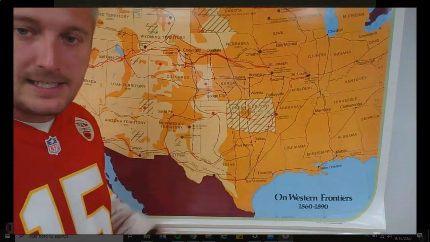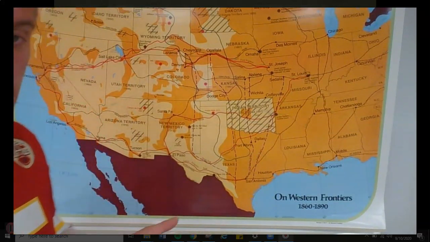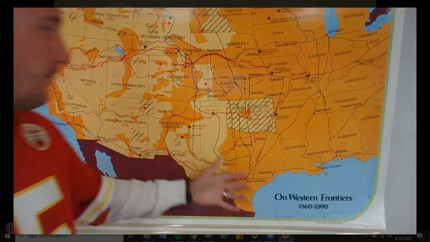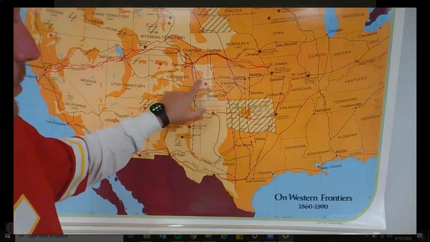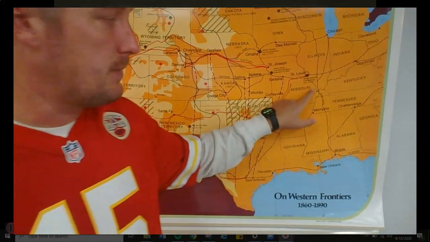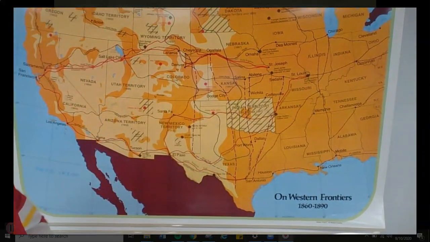But then they had to get it to market, right? As a farmer, it doesn't do you any good to have a ton of cattle. You only need a couple to eat off of, so they had to sell it. So they're bringing their cattle all the way up here to this black line, and that is the railroad. That's going to be a big part of what we talk about.